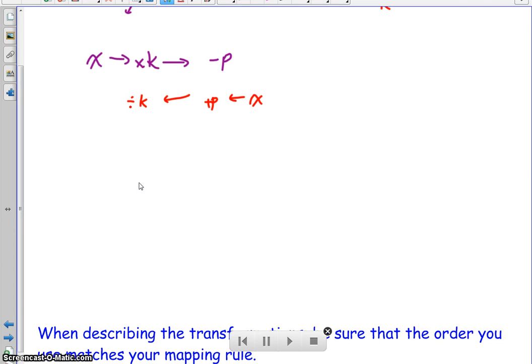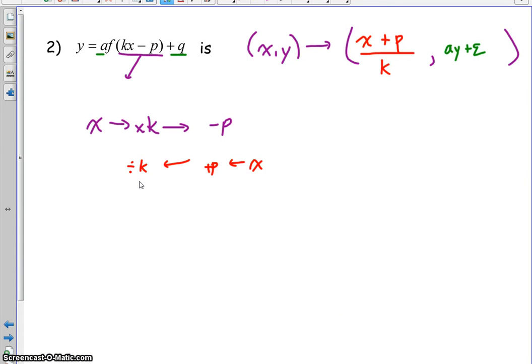Eventually we're going to get into describing the transformations. We want to make sure that when we do the transformations, when we list them, the order reflects our mapping rule. So again, what this mapping rule is, it's an algebraic representation of every transformation that's happening to x. So if I look at what's happening to x here, I see the plus p happens first, so my horizontal shift of p would happen before my horizontal compression by factor 1 over k. Okay, if I'm looking at the y values here, this vertical stretch or compression, whatever a is doing, is going to happen before my vertical shift by q. Okay, so we'll see some examples there, but just make sure the order of your transformations comes from the mapping rule and not from the original function.